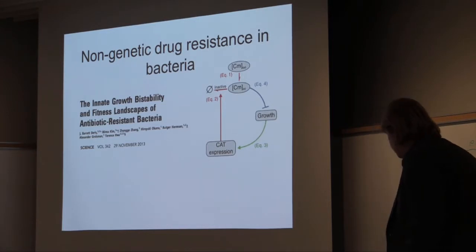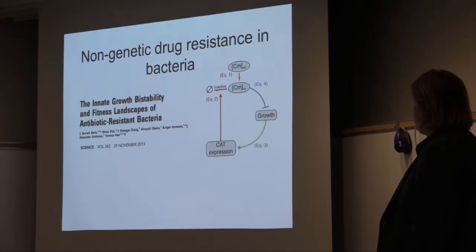What we really have here is a positive feedback. It's a little hidden. Growth activates cat expression, which activates the removal of a repressor of the growth. So cells that grow rapidly will have high cat expression, and they will have a high resistance to the chloramphenicol.